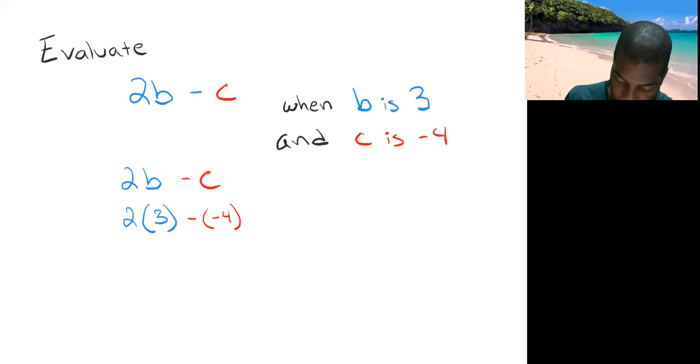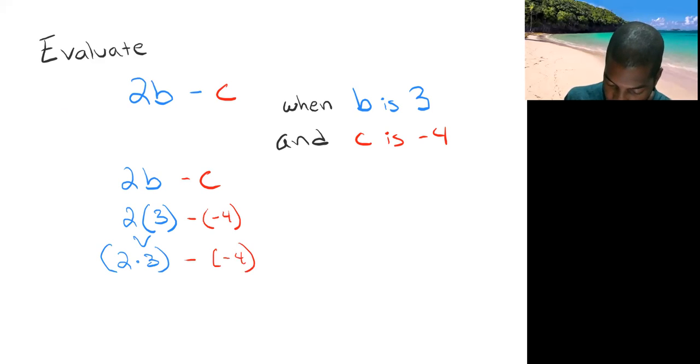Then I evaluate. PEMDAS, parentheses, I got 2 and 3, which is 2 times 3. I've got negative, I've got -4. 2 times 3 is 6. 6 minus -4, you know how to do that. That's really 6 plus 4. 2 negatives is a positive, or a double negative is a positive, rather. 6 plus 4 is 10.